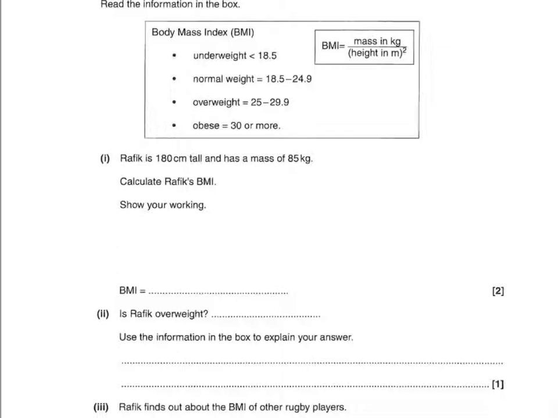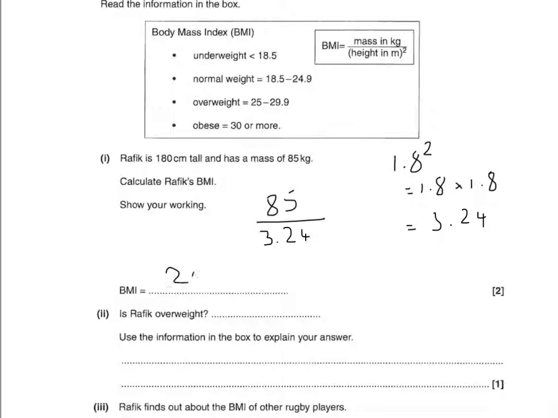So the mass in kilograms is 85, and then divide that by the height in metres squared. So 1.8 squared equals 1.8 times 1.8. So that equals 3.24. So divide 85 by 3.24, and that will give you Rafiq's BMI, which is 26.2.